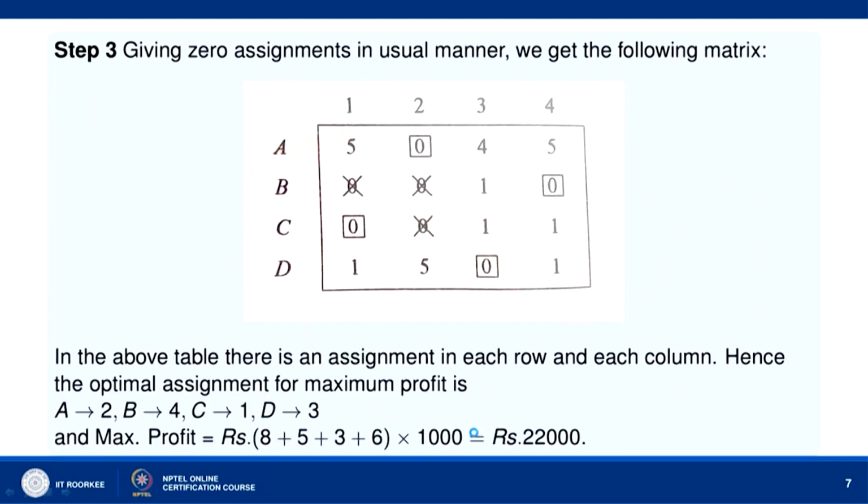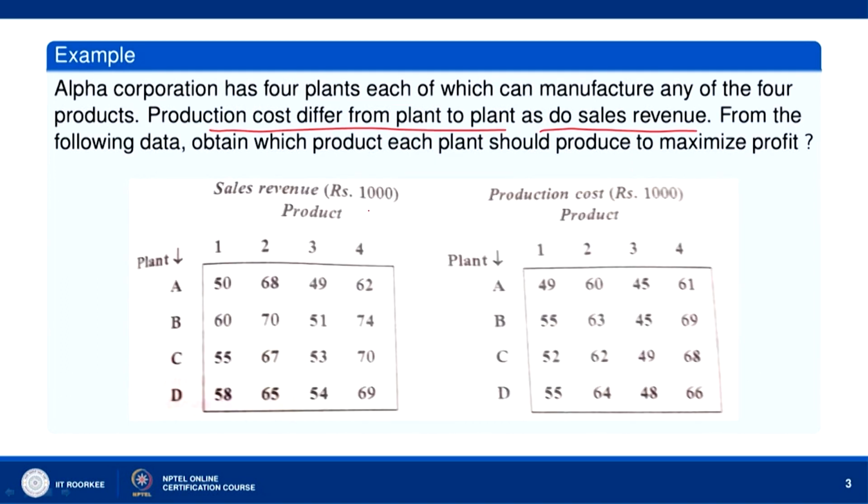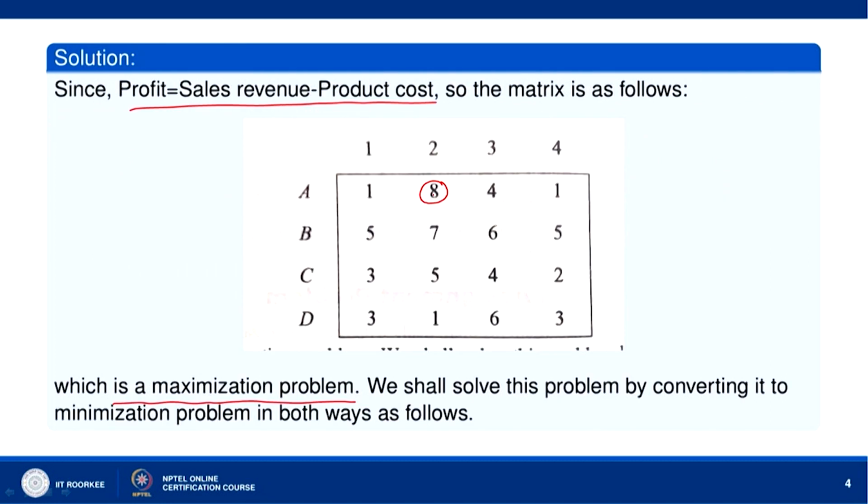So, you can see here A is getting the product 2, B is getting the product 4, C is getting product 1, D is getting the product 3, and the maximum profit, as you can see from this table, A is getting the product 2. So, the profit is 8, and it is in thousands. So, it will be 8,000. And B gets 5, this is 5, and C gets 1. So, this is 3 and D gets 3. So, this is 6.